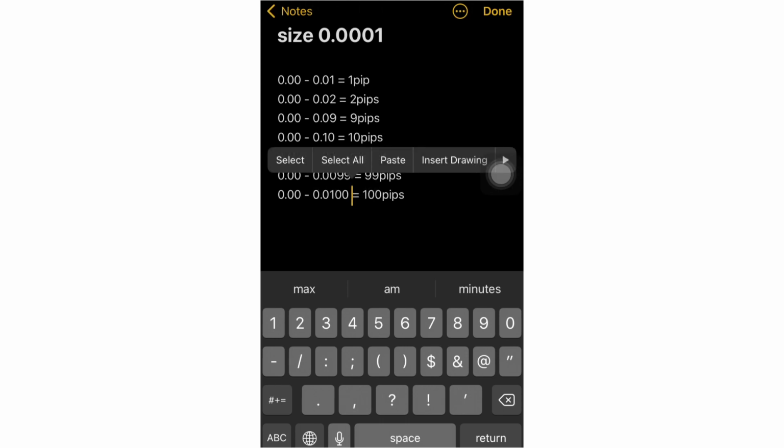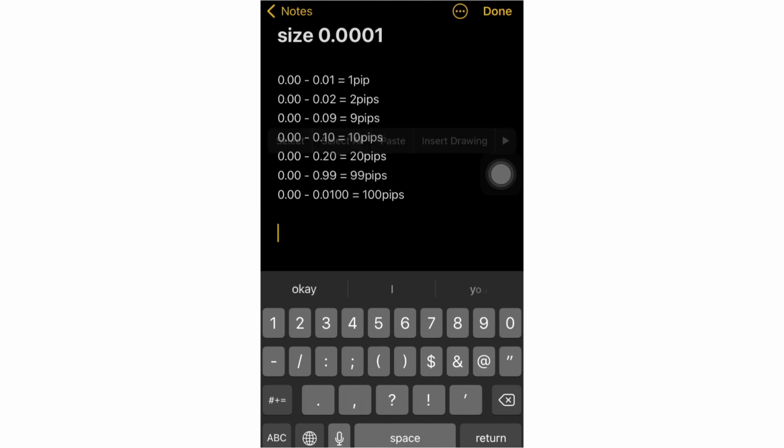Sorry, this is going to be 99 pips. Say 100 pips, what is it going to look like? It's going to look like this, 1.99, 1.00. This is in JPY. This is 100 pips. Currencies that appear with JPY, this is how it is, right?